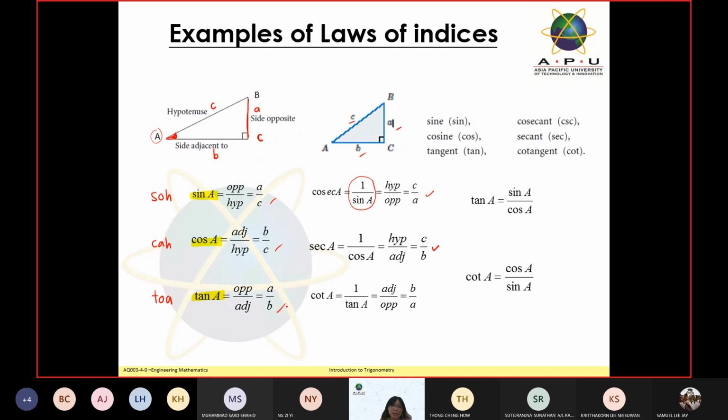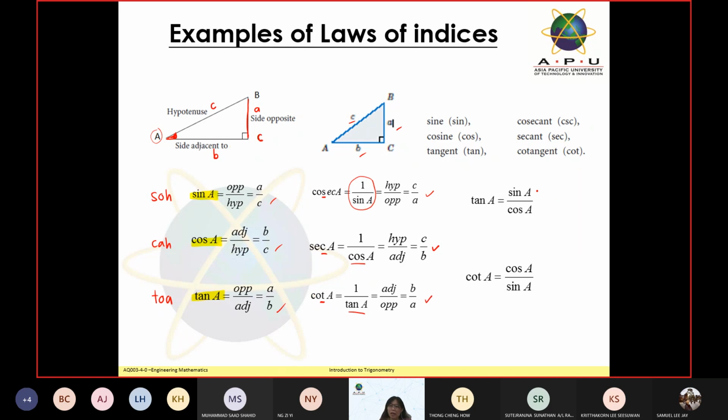Next one for cotangent. Cotangent is 1 over tangent. How I remember it: because this is a T, so 1 over T. Secant, 1 over cos. And the next one, can you see the S here? 1 over sine. So that's how I memorize. Maybe you can use the same way. Then tangent is a over b, so cotangent will be b over a.